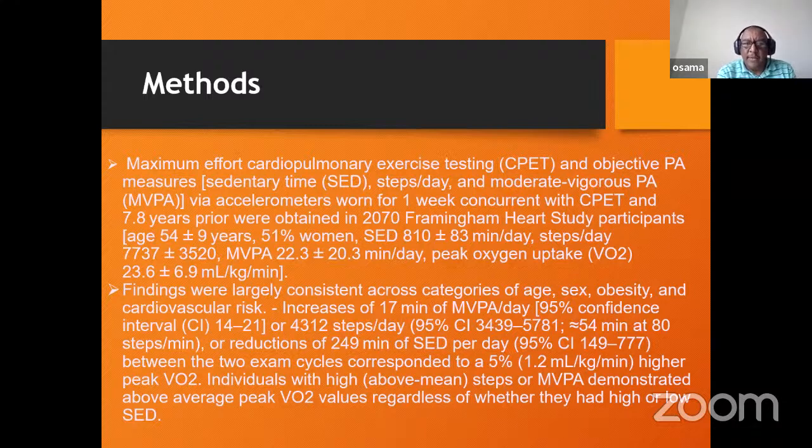Sedentary time is 810 plus or minus 83 minutes per day, characteristic of a sedentary lifestyle. Steps per day is 7,737 plus or minus 3,520. For moderate vigorous physical activity, it is 22.3 plus or minus 20 minutes per day. And the peak oxygen uptake, VO2, is measured at 23.6 plus or minus 6.9 mL per kg per minute. This term is important in this study.